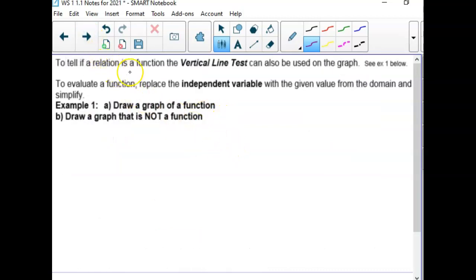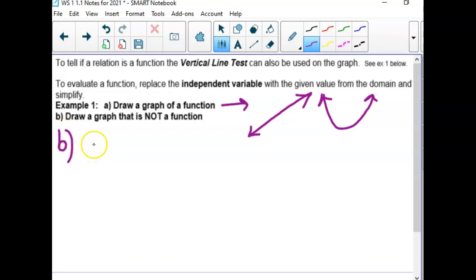To tell if a relation is a function, the vertical line test can be used on the graph. We talked about that. So let's put a couple examples. Draw a graph of a function. What do you want to draw for that? Any line except a vertical line is a function. Any parabola, opening up or down, is a function. Those would work for A.